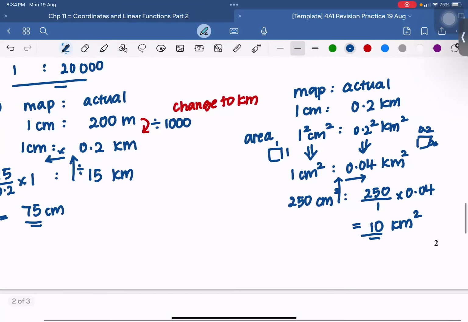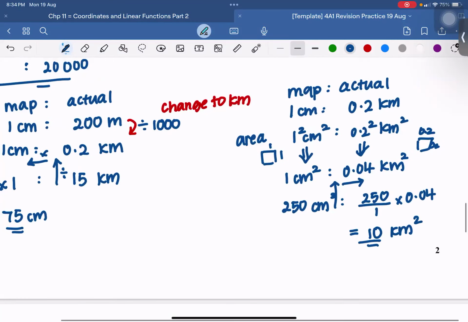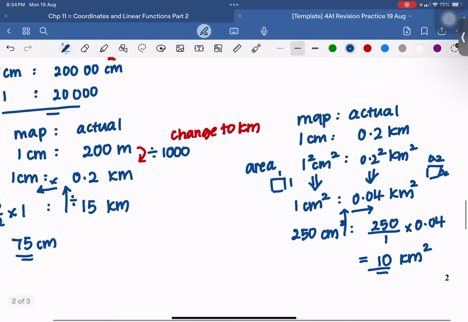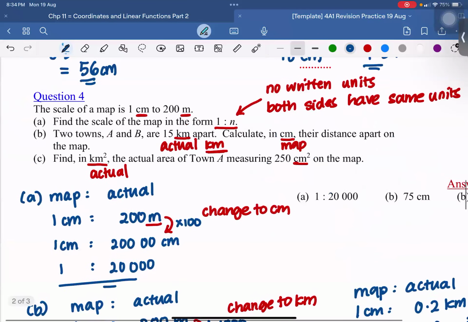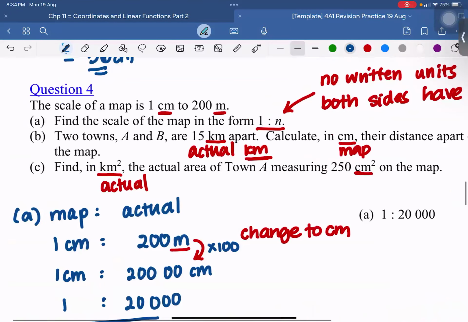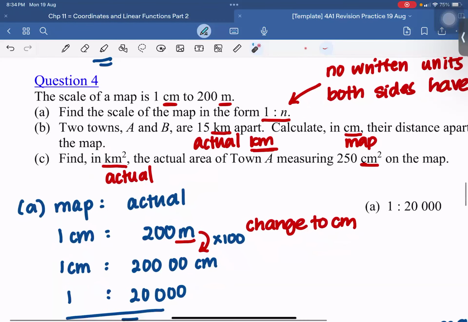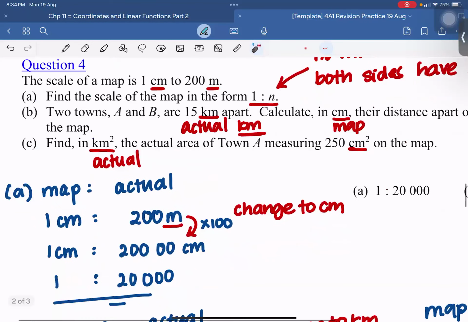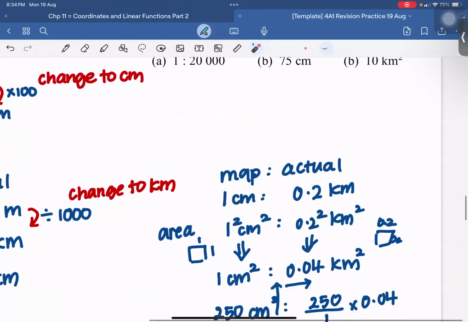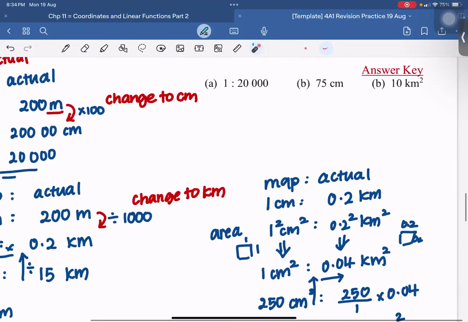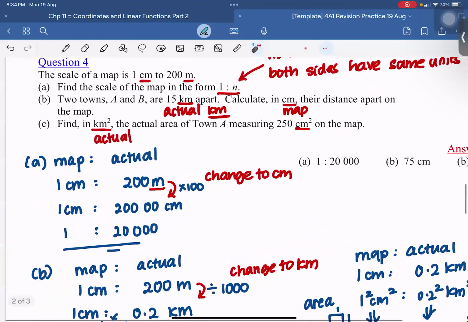Can I ask, is it necessary, when finding the area, you have to put the actual in kilometer? You must read according to the question. The question says they want the actual area in kilometers. So it is a must to change to kilometer for this question. Sometimes the question says they want the actual in meter square. Then you have to change the unit to meter, then you square it. So I have to change it to kilometer itself before putting in the area? Yes.